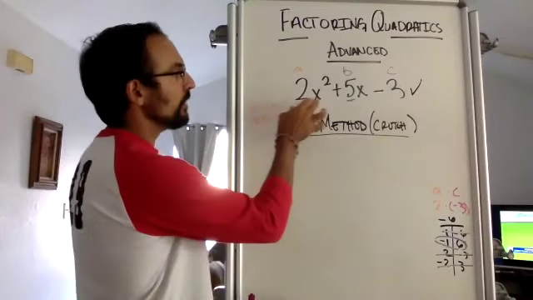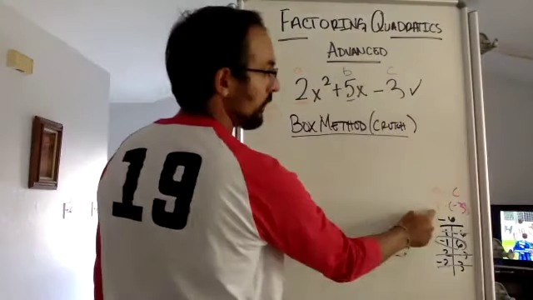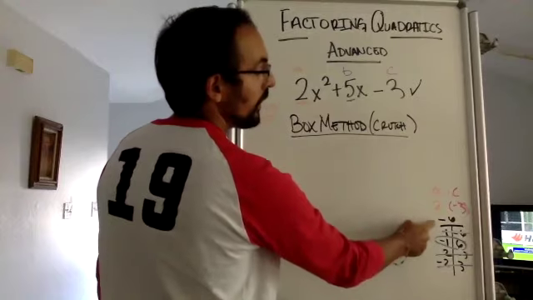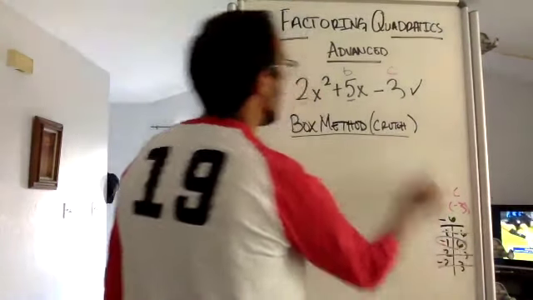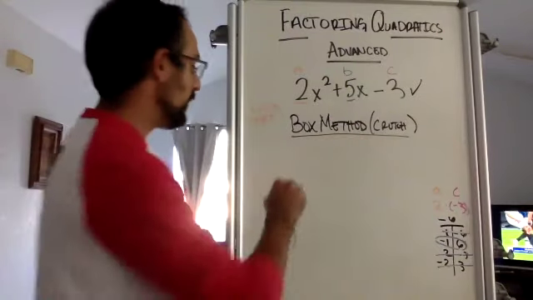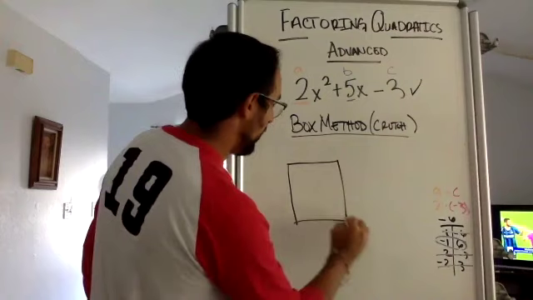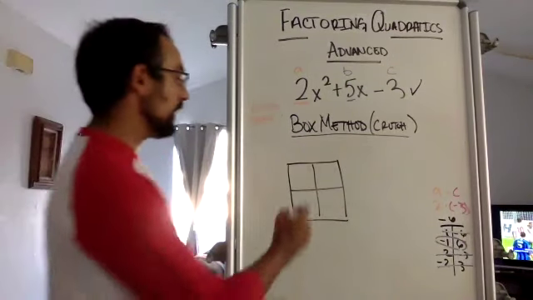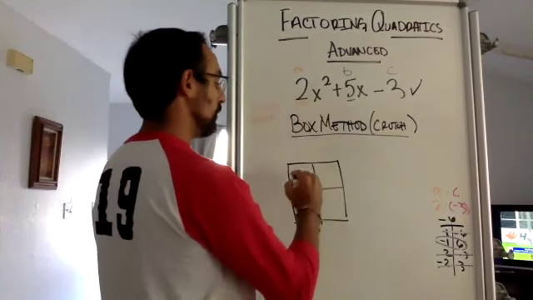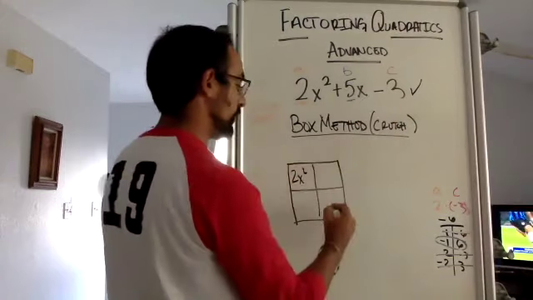So you're still going to do the same thing, find A, B, and C, and then multiply A and C, which I've done over here, and find the factors of that value, -6, and figure out which one of these values add to give you your middle number. So then you're going to set up your box. It's a box with 4 little windows or 4 areas. In the first area, you're going to put the first term. In the last box, you're going to put the last term.